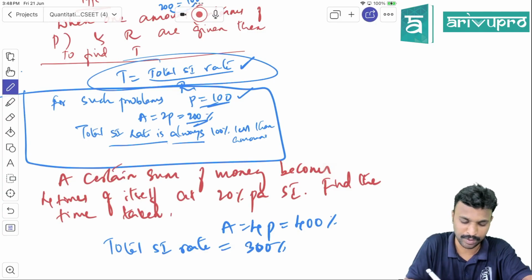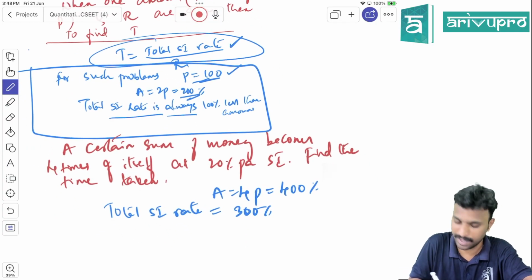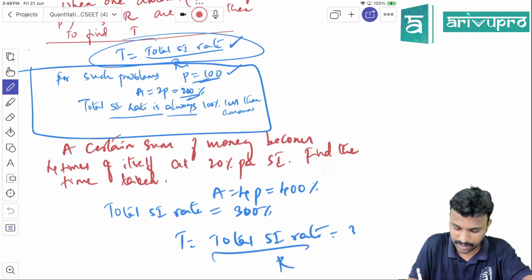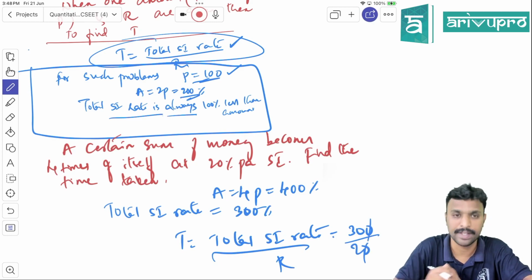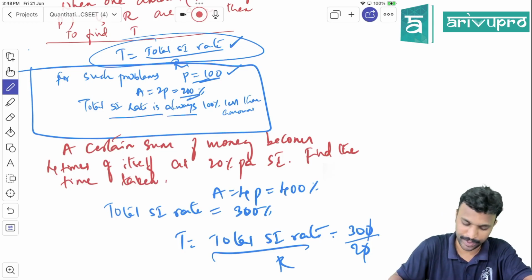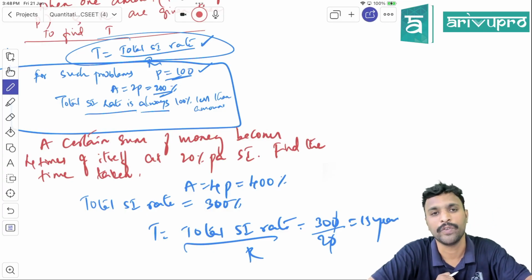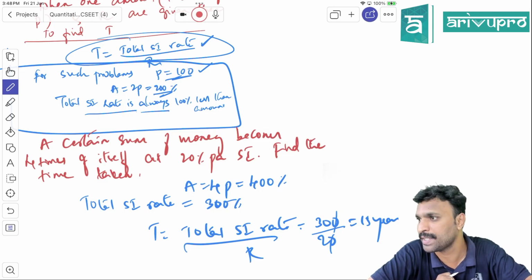300%. Total SI rate divided by R. So 300 divided by what is R? 20, zero cancel. 30 by 2 is 15. So how many years will it take? 15 years. So whenever you see the amount become 5 times, let's say 4 times, let's say.